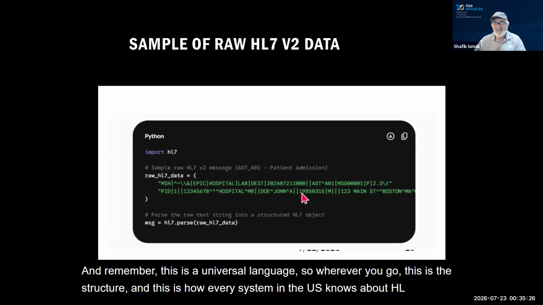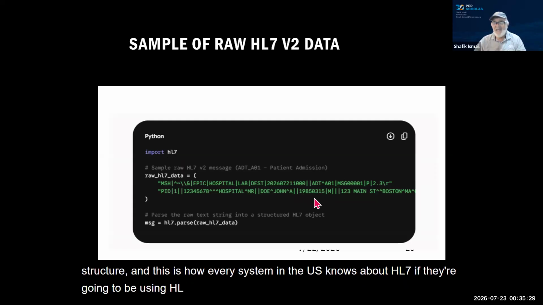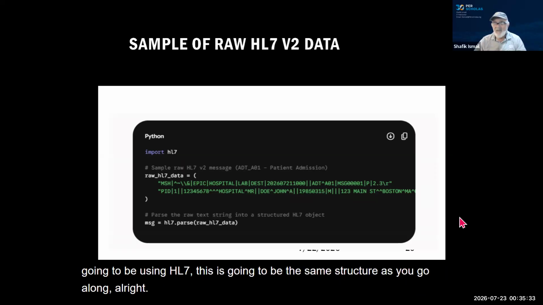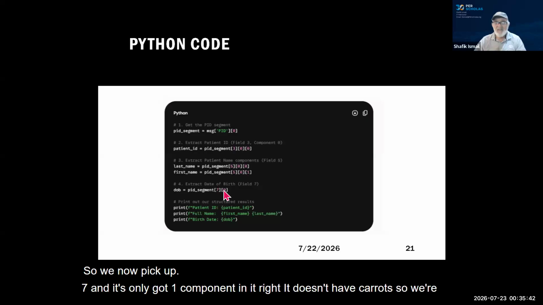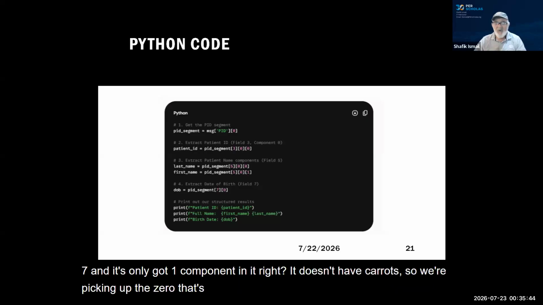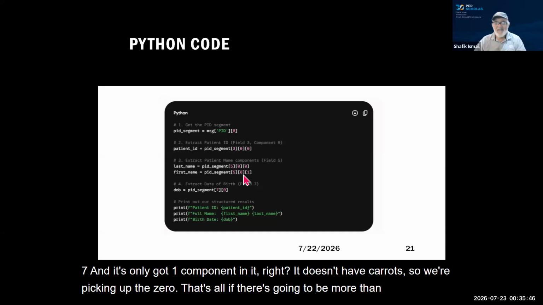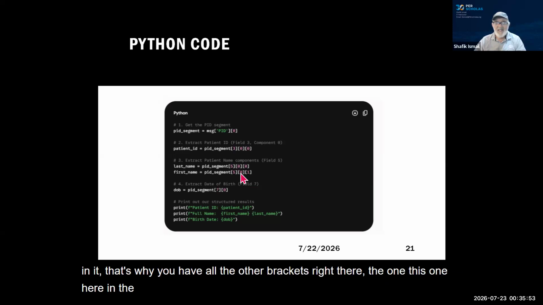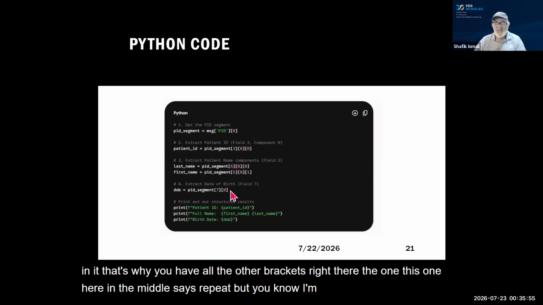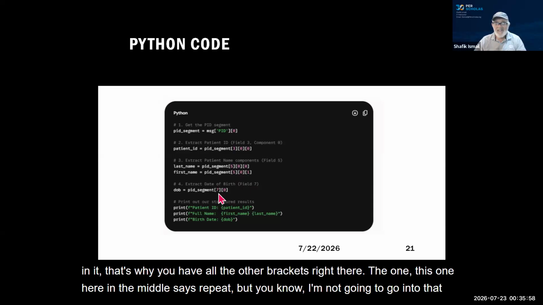If they're going to be using HL7, this is going to be the same structure as you go along. Alright, so we now pick up 7, and it's only got one component in it, right? It doesn't have carrots. So we're picking up the 0, that's all. If there's going to be more than one component in it, that's why you have all the other brackets right there. This one here in the middle says repeat, but I'm not going to go into that now. We're looking at segment 7.